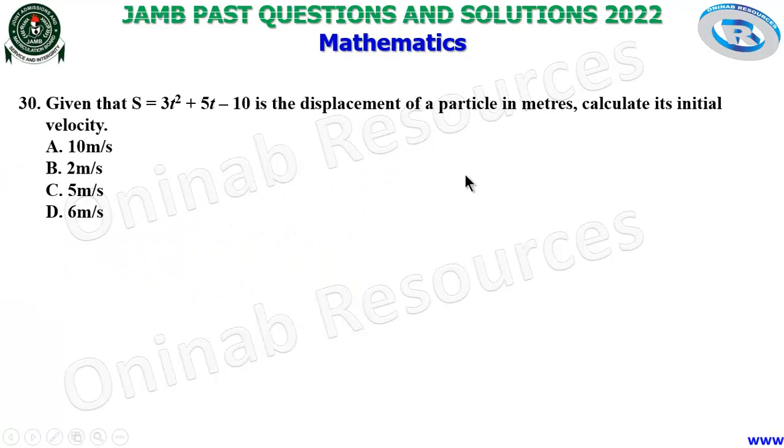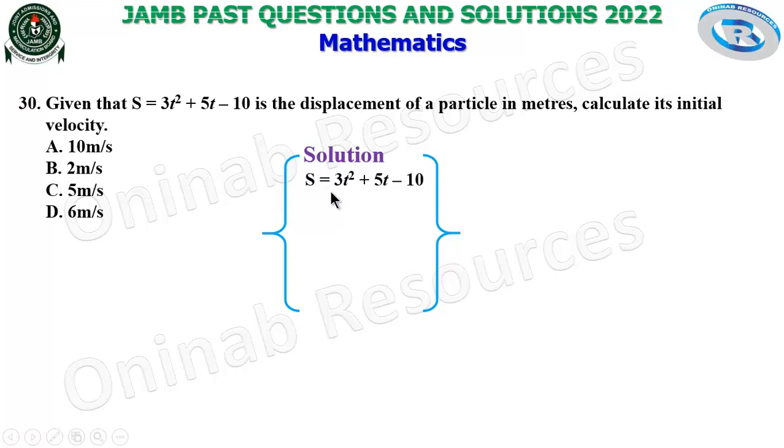Given that s is equal to 3t squared plus 5t minus 10 is the displacement of a particle in meters, calculate its initial velocity. We're going to look at initial velocity, the time is 0. So this is the distance or displacement given. Velocity is the rate of change of displacement with time. So it's a function of time. So in our solution, we have the displacement to be s equal to 3t squared plus 5t minus 10.